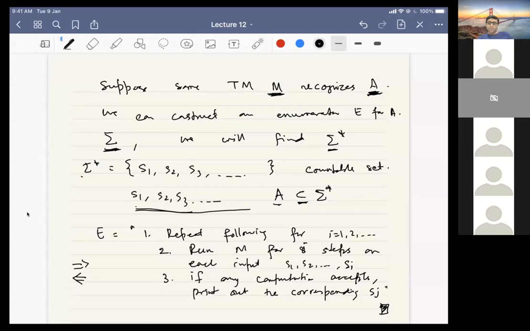You get it? Okay, sir, I got it. Thank you. Okay. Because the problem is that this M is a recognizer and it may go into an infinite loop, and we don't want that. Any question?